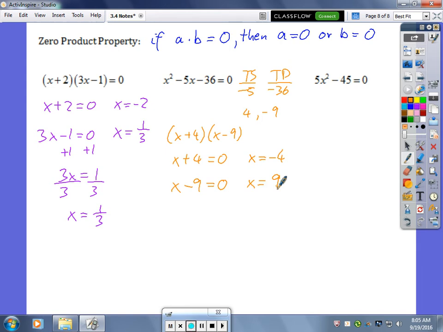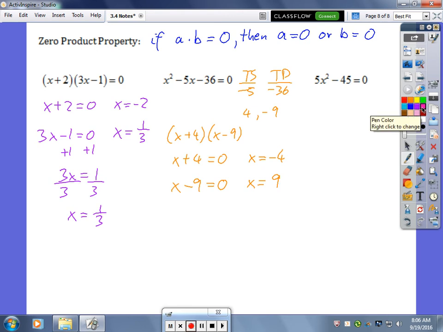And yes, please note that the solution always has the opposite sign of the number that you see in the parentheses of a factored form. Very important to remember that the signs switch. And here's why. The x plus 4 is equal to 0. So which number makes that become true? The opposite of 4, which is negative 4.